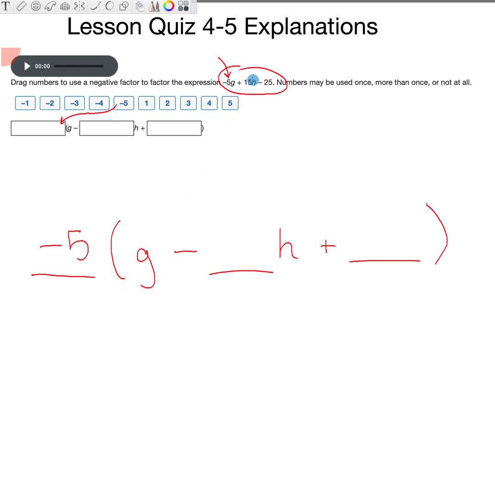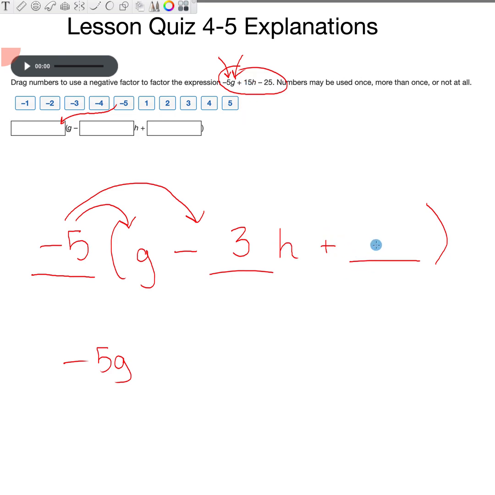And then we're going to just continue on. It says plus 15h, but if I'm dividing by a negative number, if I'm factoring a negative number out, it's going to change this plus to this minus, and then 15 divided by 5 is 3. And we can kind of confirm here, if I distributed this, I get negative 5g. And that's what I'm supposed to get. If I distribute here, it's negative 5 times negative 3, which will be a positive 15 with that h.